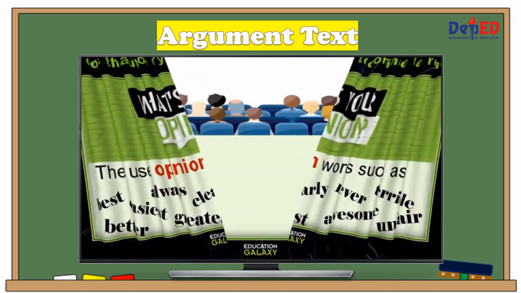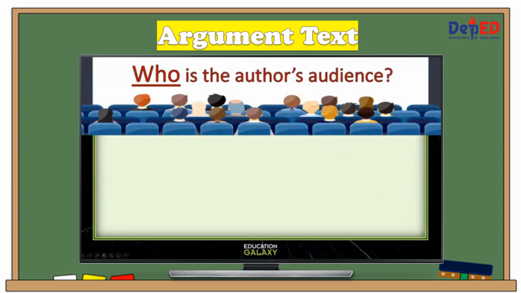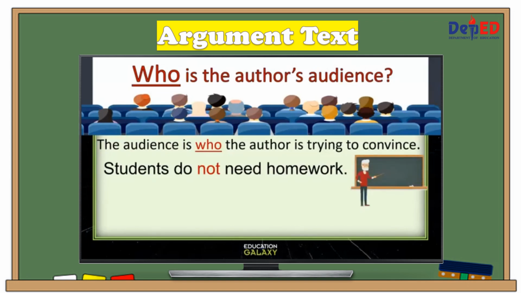Now let's talk about the author's audience. Who is the author's audience? The audience is who the author is trying to convince. Let's look at this sentence. Students do not need homework. Who would you try to convince to not give you homework? You guessed it, those teachers.